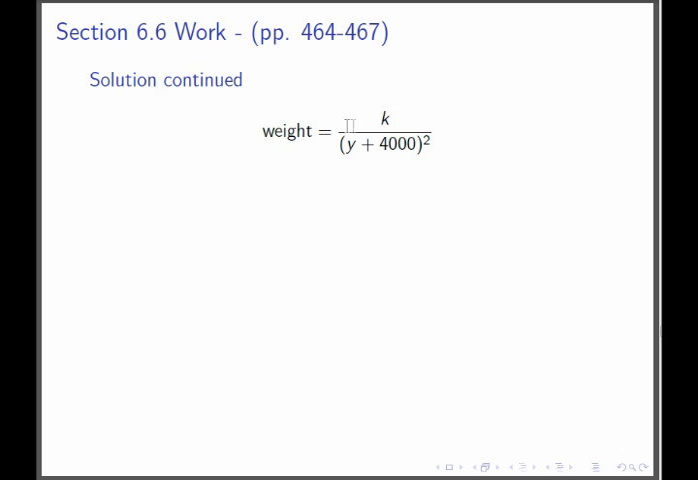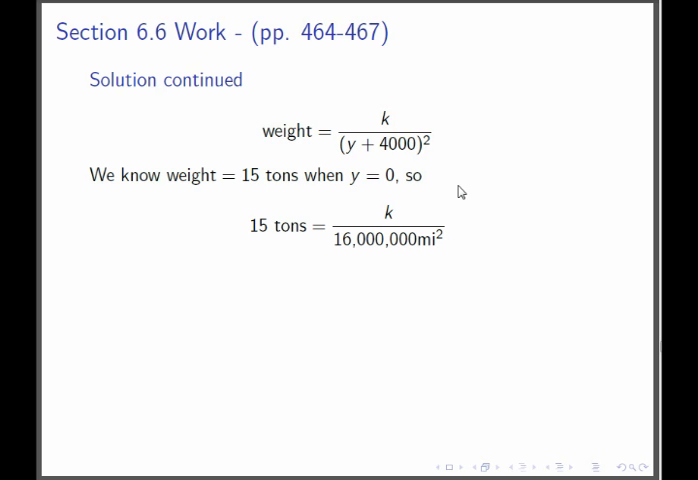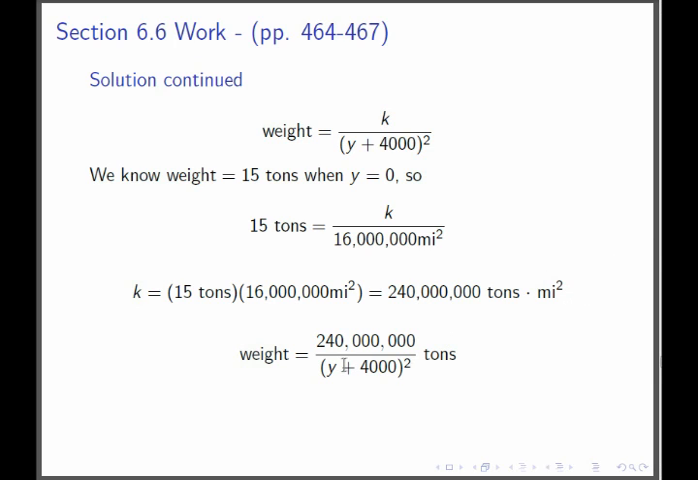Okay, since this is the weight of the object, we're still going to need to decide what this constant of proportionality is. This needs to be determined, and we can find that out from the given information. We know that the weight of the module is 15 tons on the surface of the Earth. That is when y equals 0. So plugging in that known information, we can solve for k. And we find that it's 240 million tons times miles squared. And therefore the weight of the module at height y is 240 million over (y plus 4,000) squared, given in tons.